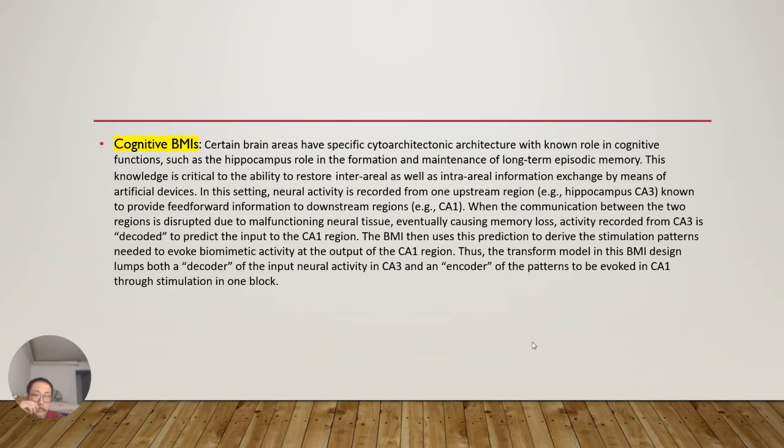When the communication between the two regions is disrupted due to malfunctioning neural tissue, eventually causing memory loss, activity recorded from CA3 is decoded to predict the input to the CA1 region. The BMI then uses this prediction to derive the stimulation patterns needed to evoke biomimetic activity at the output of the CA1 region. Thus, the transform model in this BMI design lumps both the decoder of the input neural activity in CA3 and an encoder of the patterns to be evoked in CA1 through stimulation in one block.